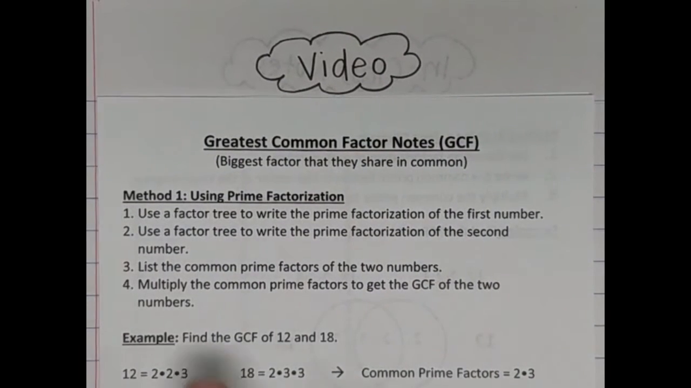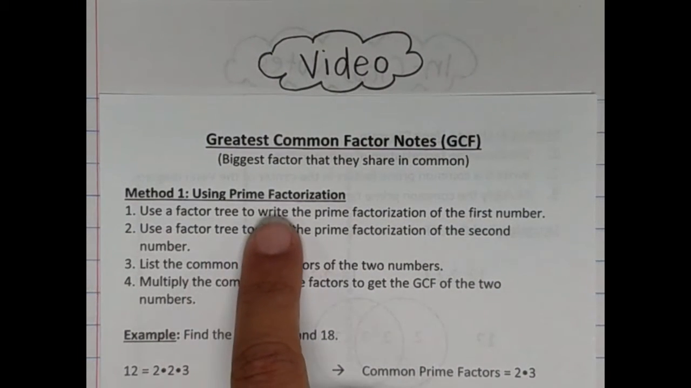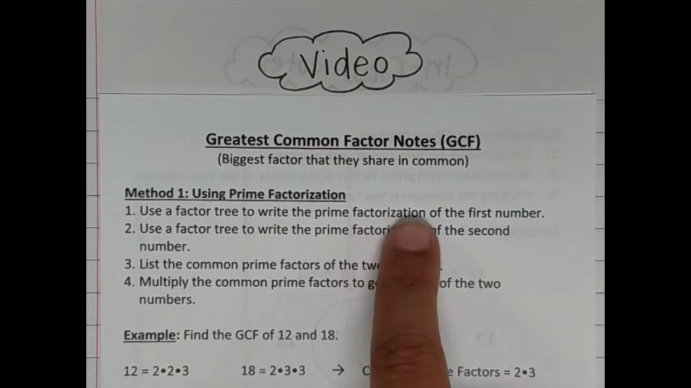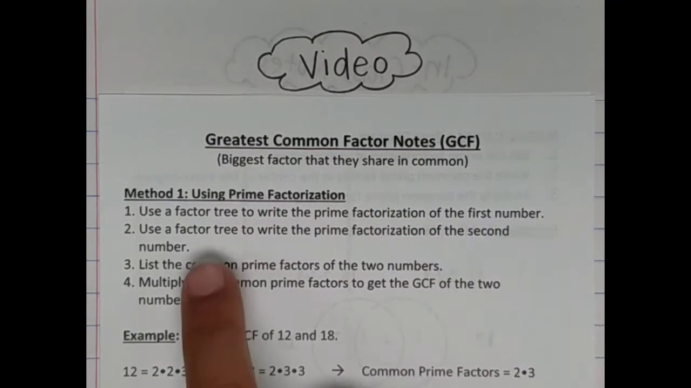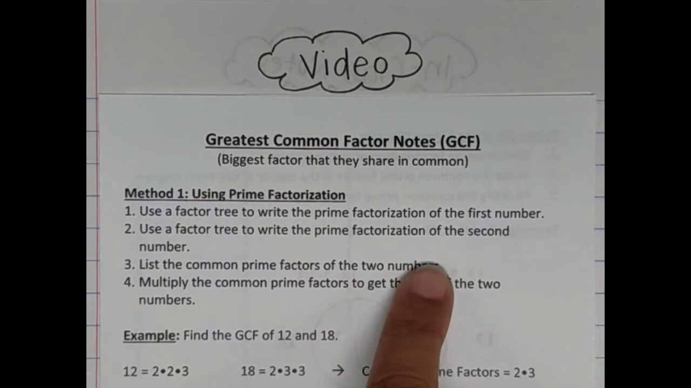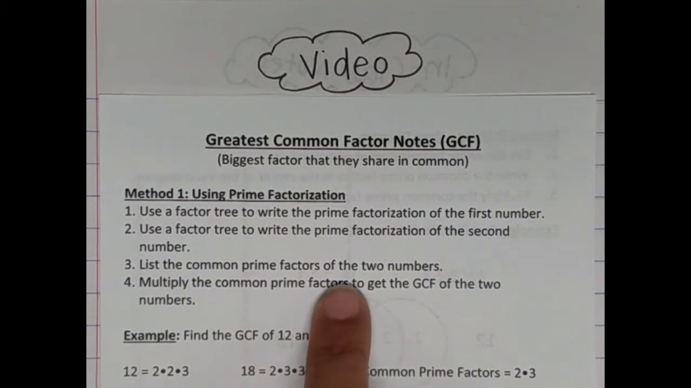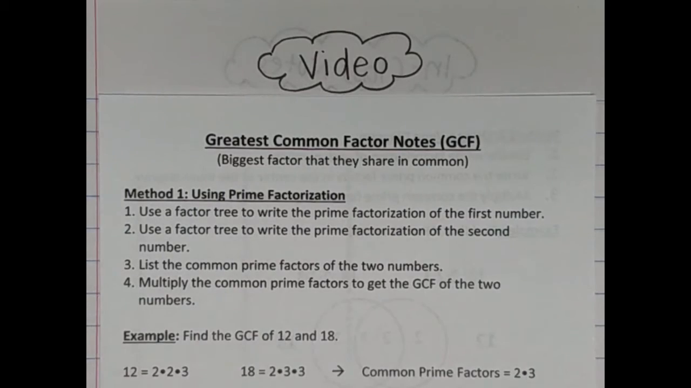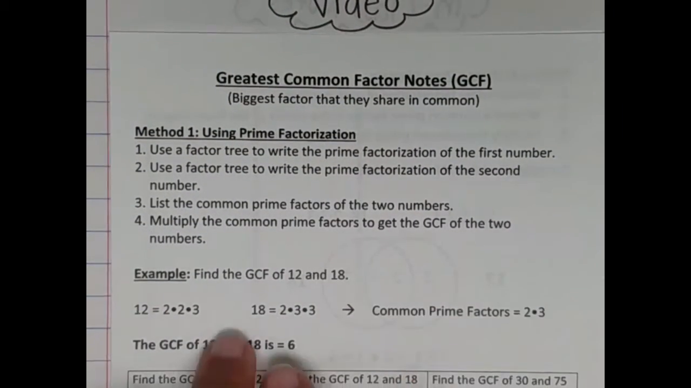So here are 4 steps that you can use with prime factorization. Use a factor tree or a ladder method to write the prime factorization of the first number. Do the same thing for the second number. List the common prime factors of the two numbers, and then multiply those common prime factors to get the GCF of the two numbers. Here's an example.